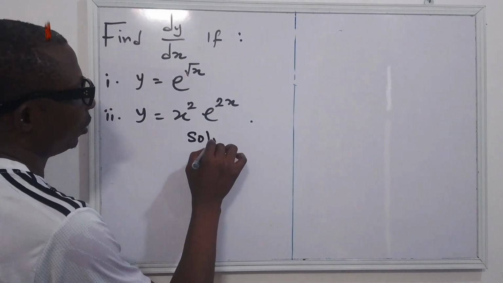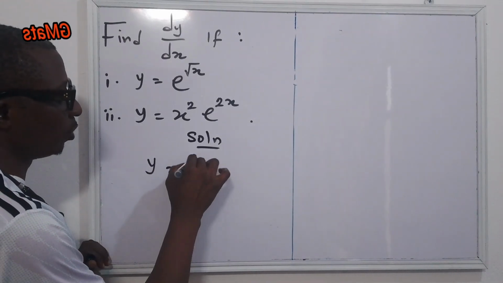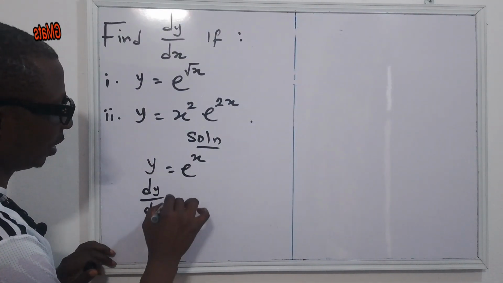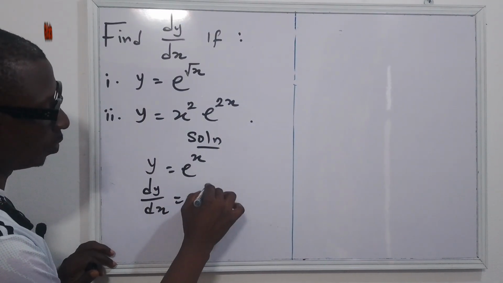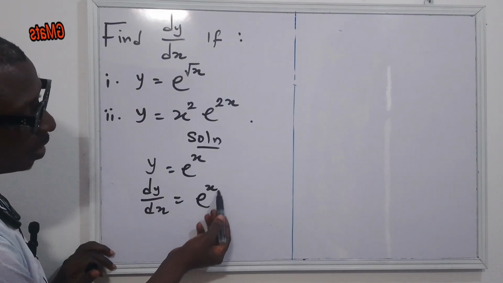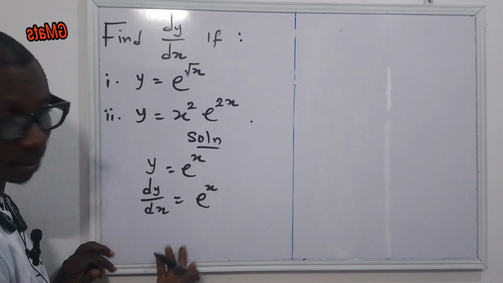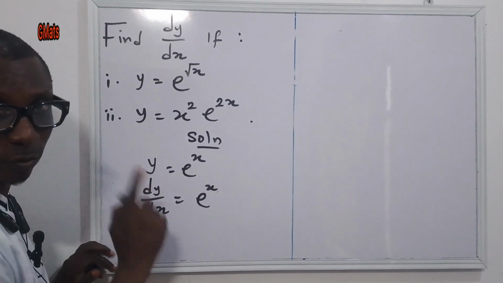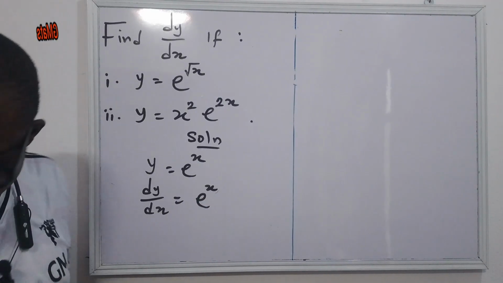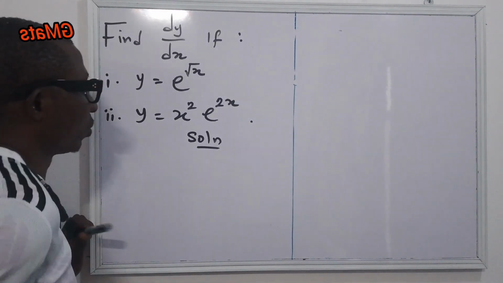The first thing is to know that if you are given the function y equals e raised to the power of x, the dy/dx is the same thing as e raised to the power of x. Whatever you have in the power, just find the derivative and multiply it by e raised to the power of x. The derivative of x is 1, so 1 times e raised to the power of x is still e raised to the power of x. So now let us look at the question given to us.